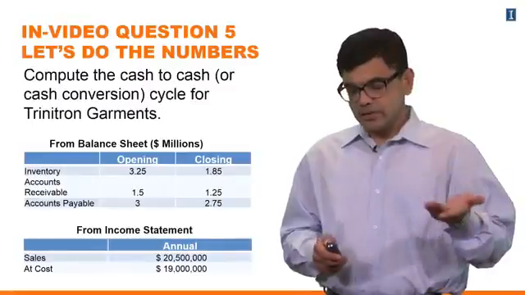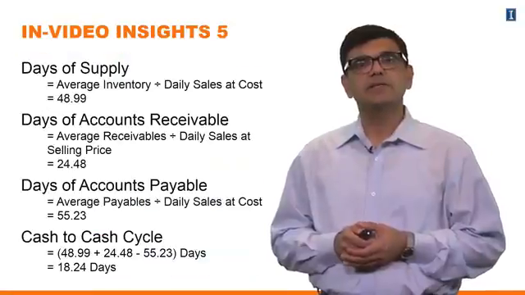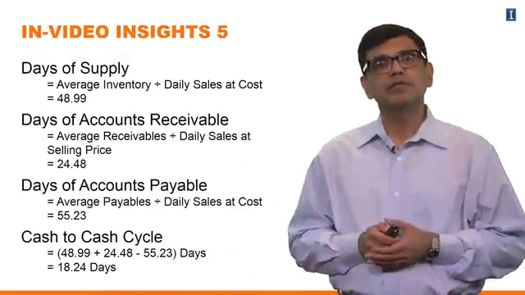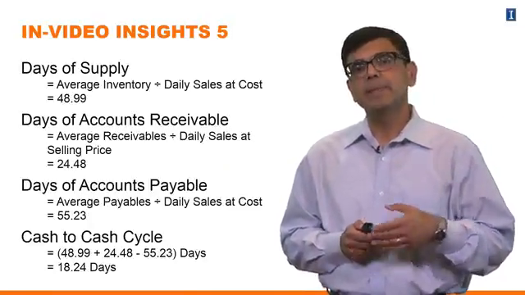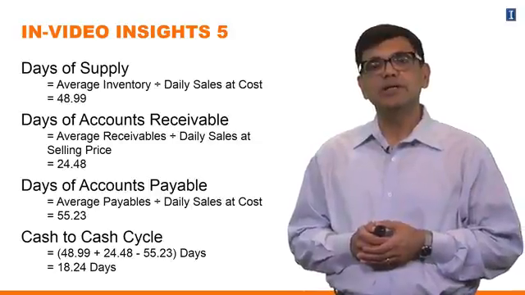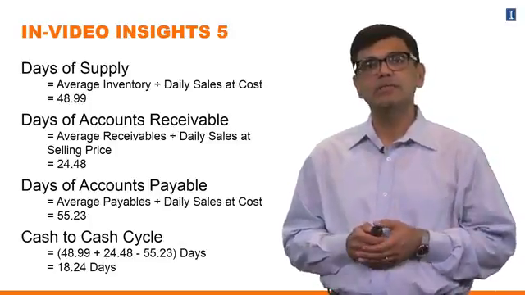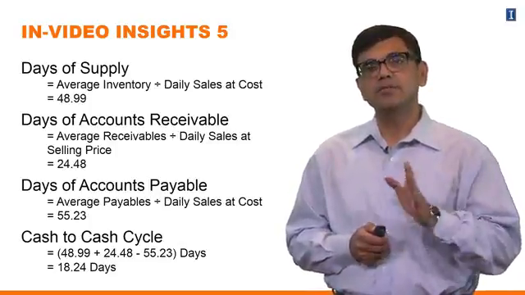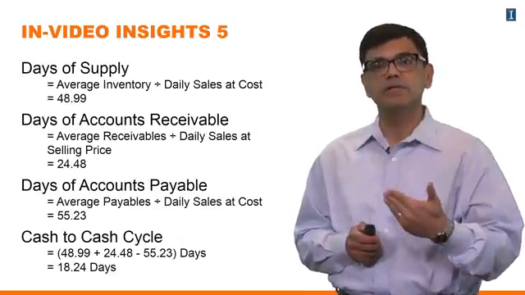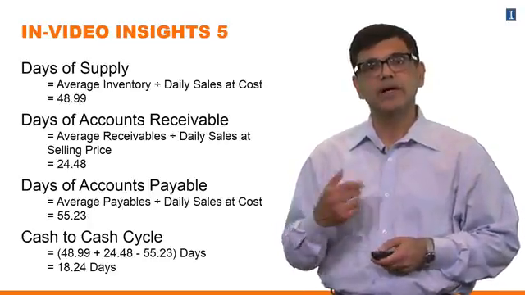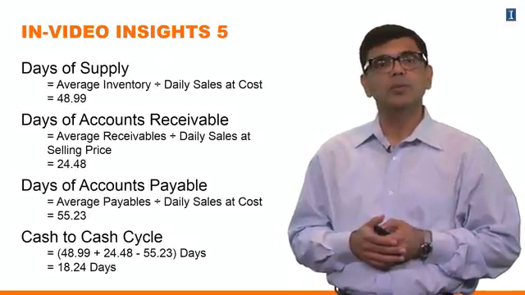All right, so let's see what you would have found when you calculated the three components of the cash-to-cash cycle here. The first part of it is the days of supply. This is something that we'd calculated earlier at 48.99. The accounts receivable is going to be a new calculation for us. And here you're taking the average receivables, so the opening and the closing receivables, and you're dividing them, and this is where it's a little bit different, you're dividing them by the daily sales at the selling price, because this is talking about receivables. You've sold the goods to your customers, and you're talking about it in terms of selling price. So that works out to 24.48.